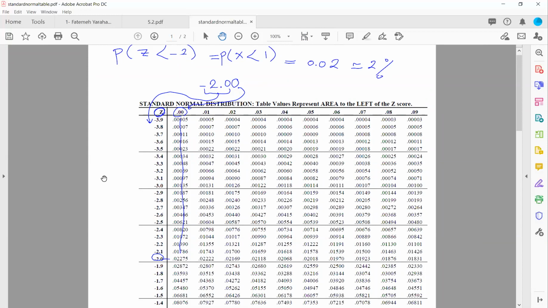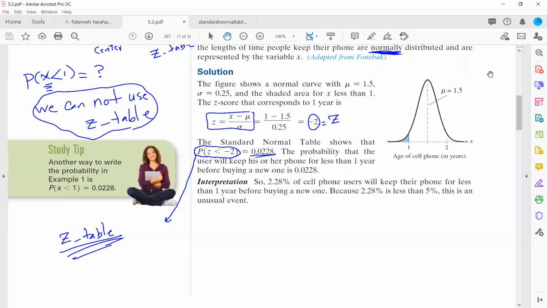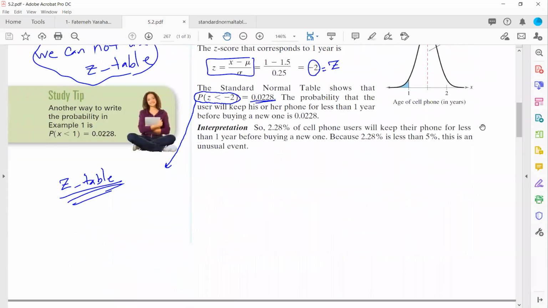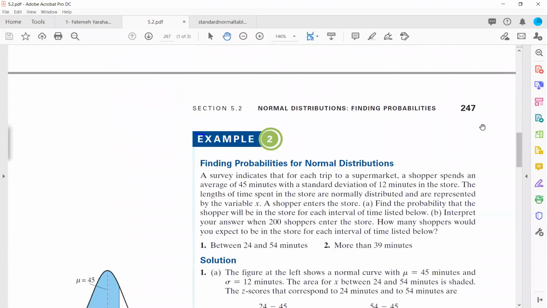That's how we use our ZTable. Guys, move on to next page. Next, another example. So let us read this example line by line.